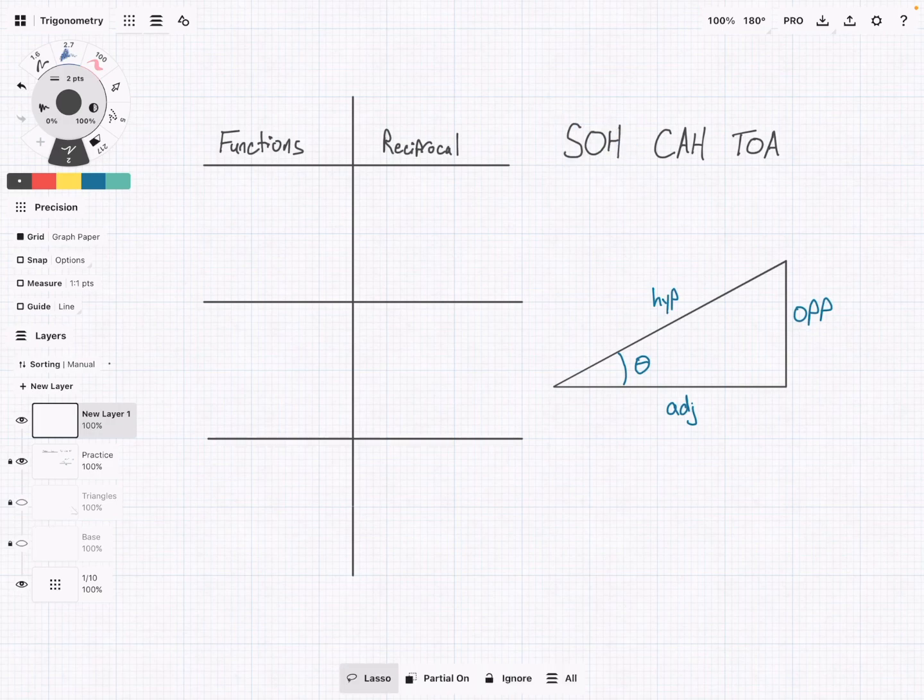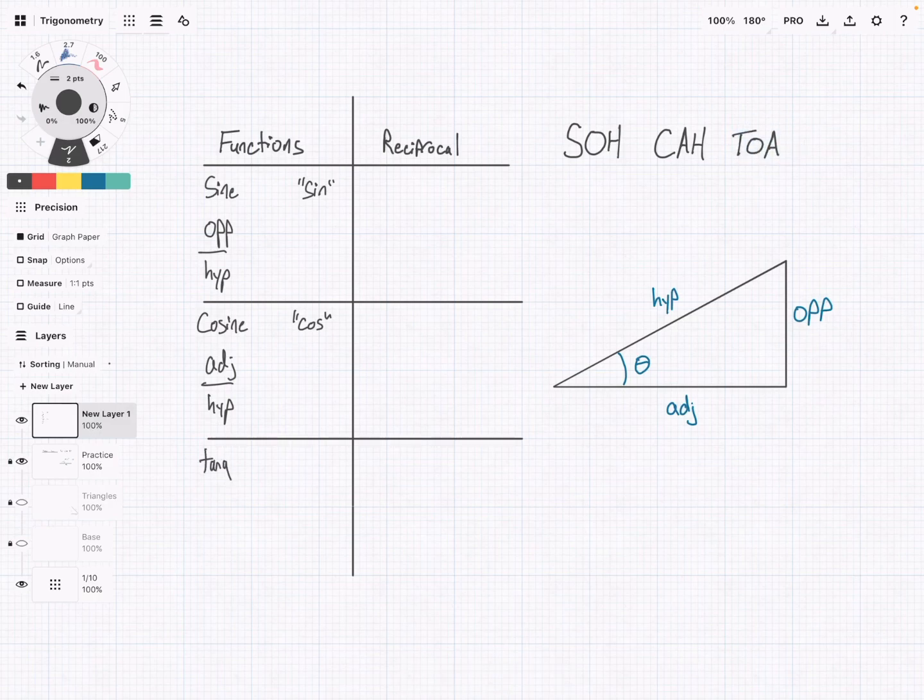So sine, here written SIN, is the ratio of the opposite side of the triangle to the hypotenuse. So we'll write that out. Next, we have CA for cosine, written COS. That is the adjacent side over the hypotenuse. Finally, we have TOA for tangent, written TAN, and that is opposite over adjacent.